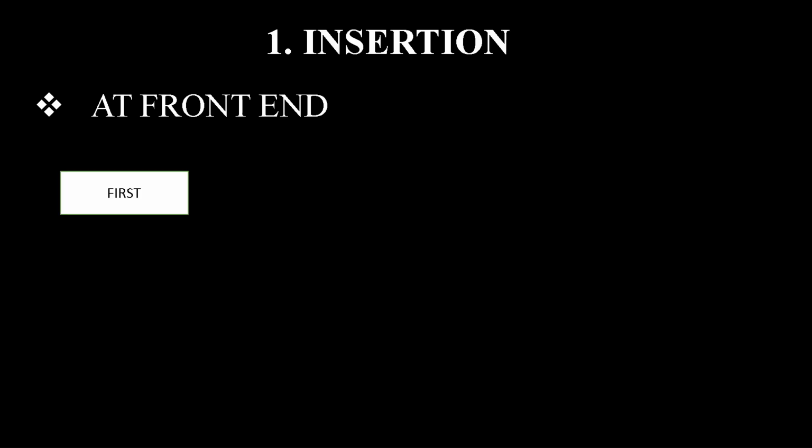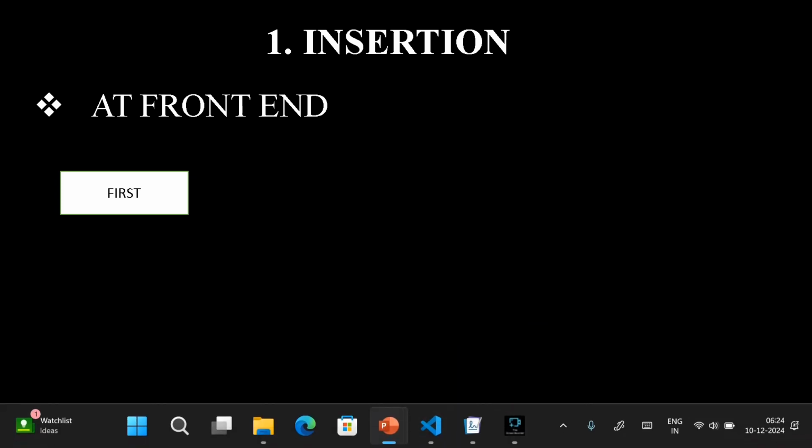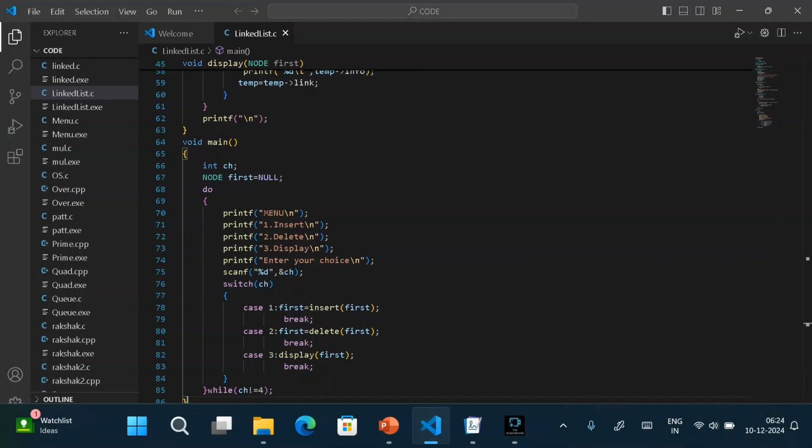The first one is inserting at front end. Here there is always a first pointer which is always assigned to null, and then this is a menu driven program, so this is the menu where insert, delete, and display, and the user has to enter a choice which is read by scanf, and it is put under a switch statement. So case 1 is first is equal to insert of first.